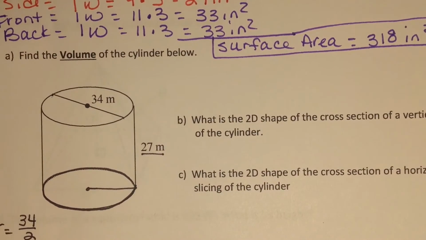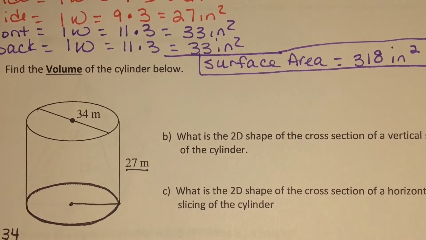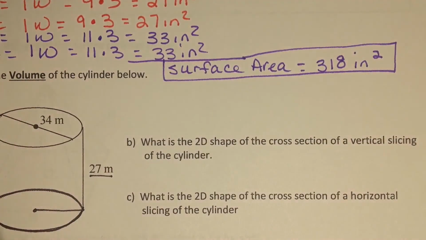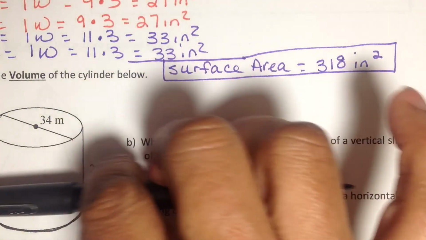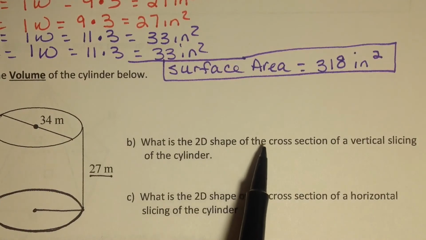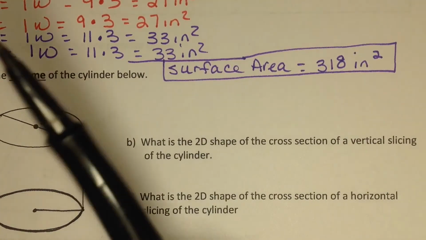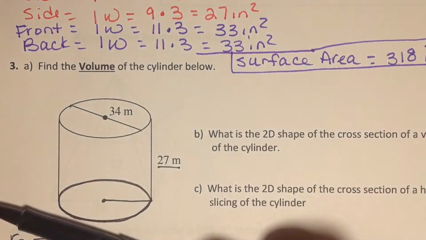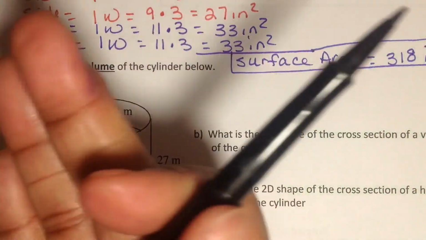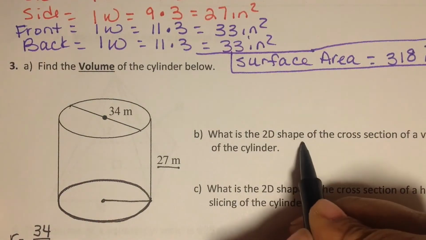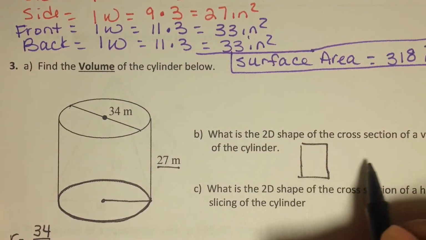Now, something we looked at, and you looked at a couple of videos on Friday, was cross section. If I take the cross section, it's like I'm cutting it either vertically or horizontally. So the first question says, what 2-D shape do you get with a cross section of a vertical slicing? If I was to slice this vertically, that means just cut it straight from top to bottom, what shape would I expect to get when I open it up? Well, you're absolutely right. I'm going to get a rectangle.